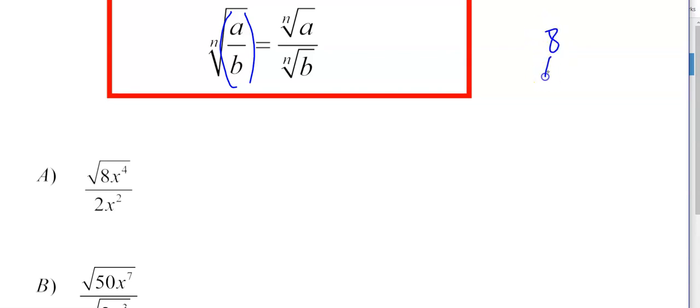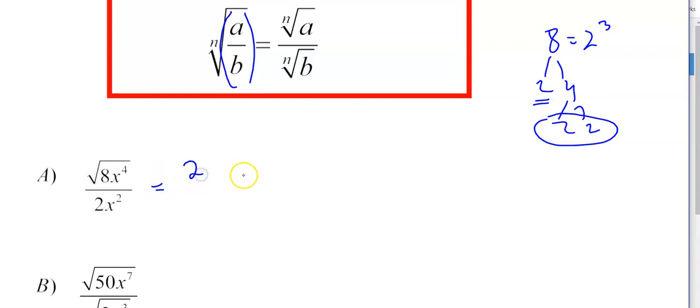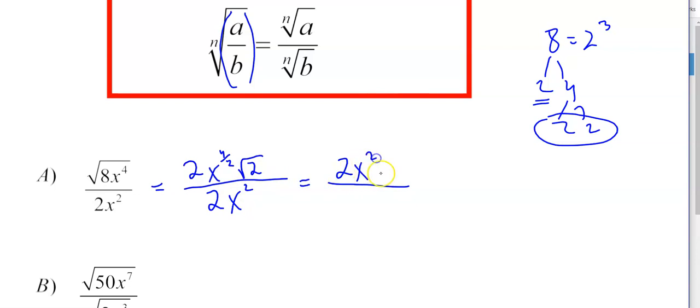If you don't know the prime factorization of 8, it is 2 to the third, right? So I think there's a pair of 2's with a 2 left over there. So the numerator would be 2 root 2, and x to the, what fraction? This would be 4 over 2 power, which is 2x squared. So it's 2x squared square root of 2, over 2x squared, and you can see those cancel, so you get square root of 2 over 1, or square root of 2.